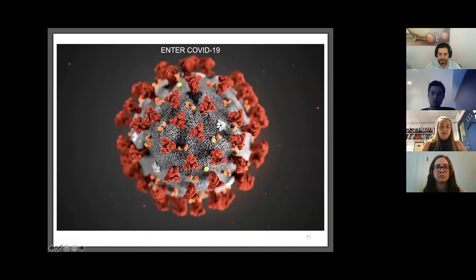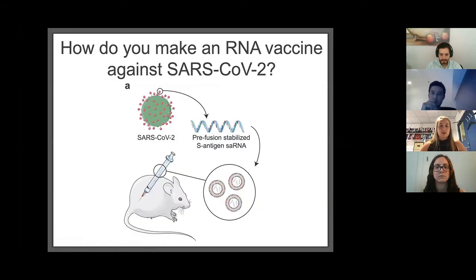So at this point, obviously in late January, we started to see the outbreak of COVID. So we took our same platform that we've been working on for about 3.5 years now and just pivoted to making a vaccine for that. So this is an overall schematic of how you actually make an RNA vaccine for this.